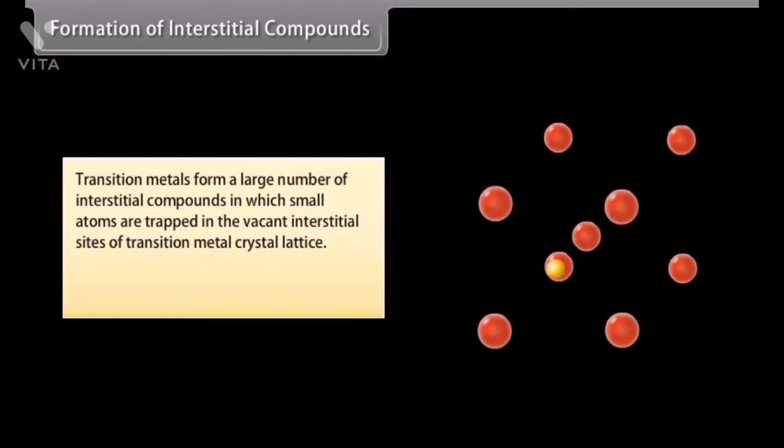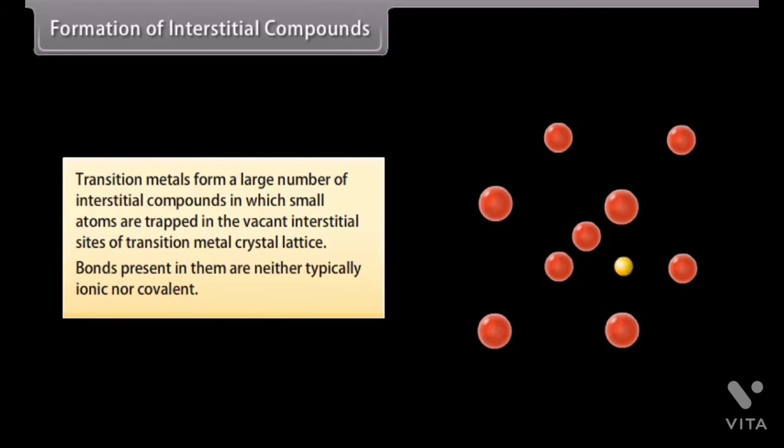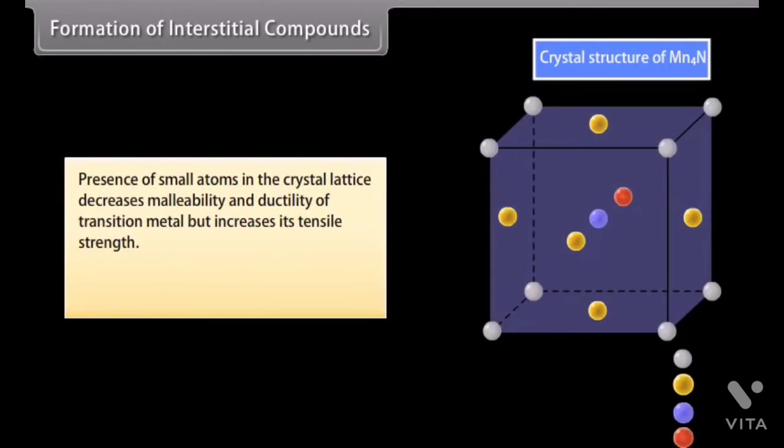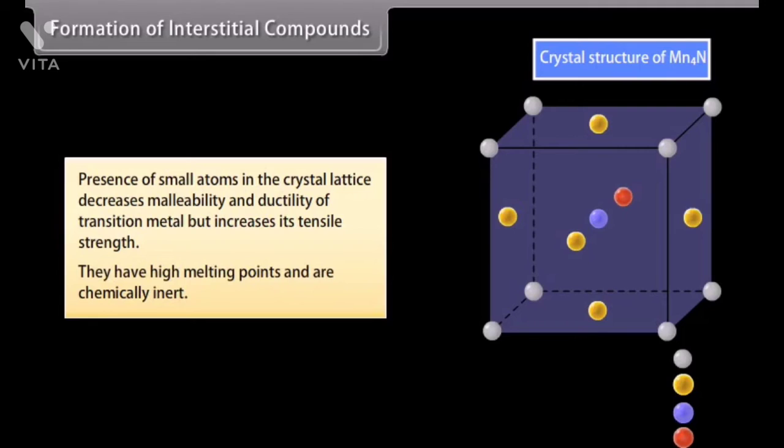Formation of interstitial compounds. Transition metals form a large number of interstitial compounds in which small atoms are trapped in the vacant interstitial sites of transition metal crystal lattice. Bonds present in them are neither typically ionic nor covalent. For example, Mn4N and Fe3H. Presence of small atoms in the crystal lattice decreases malleability and ductility of transition metal but increases its tensile strength. For example, cast iron and steel are hard due to the presence of trapped carbon in the interstitial spaces. They have high melting points and are chemically inert.